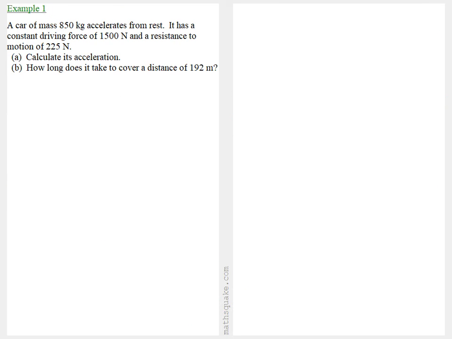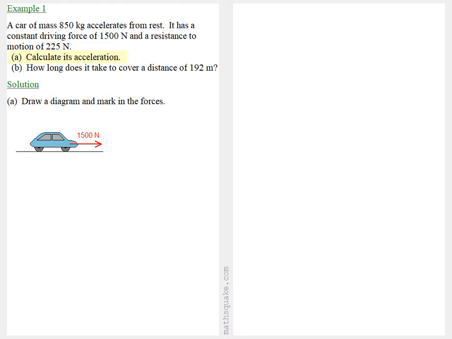Let's have a look at an example. Example 1. A car of mass 850 kilograms accelerates from rest. It has a constant driving force of 1,500 newtons and a resistance to motion of 225 newtons. In part A, we're asked to calculate its acceleration. Well, to solve this, the first thing to do is draw a diagram and mark in the forces.